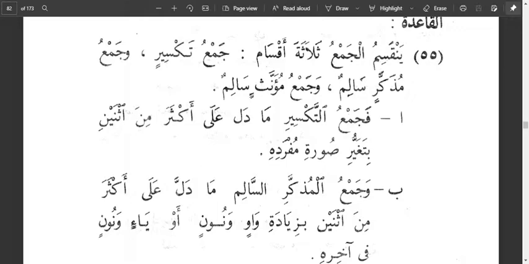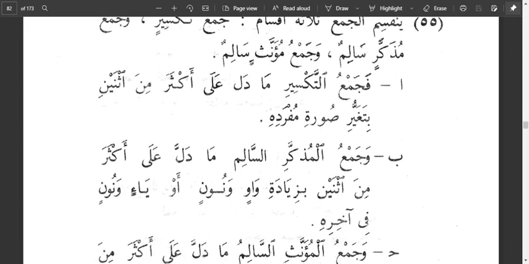فجمع التكسير ما دل على أكثر من اثنين تغير صورة مفرده. So جمع التكسير is that plural that indicates more than two entities by changing the shape of the singular. Jamu Taksir are those plurals that indicate plurality by changing totally the shape of the singular word.